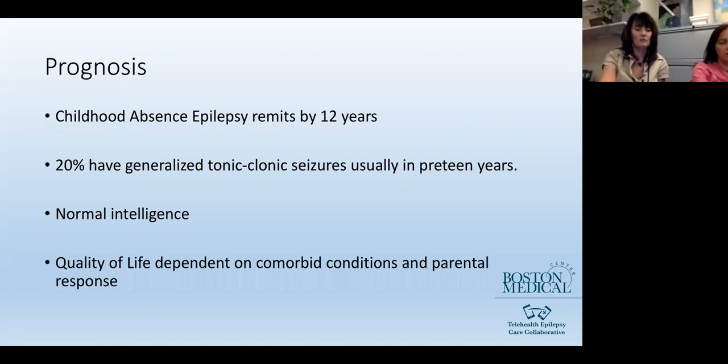These children have normal intelligence, and quality of life can be excellent. It should be excellent. What really happens depends on whether there are other comorbid conditions, such as depression or anxiety, as well as the parental response. If the parents are very calm and actually try to allow the child to live a full life, their quality of life is also excellent.